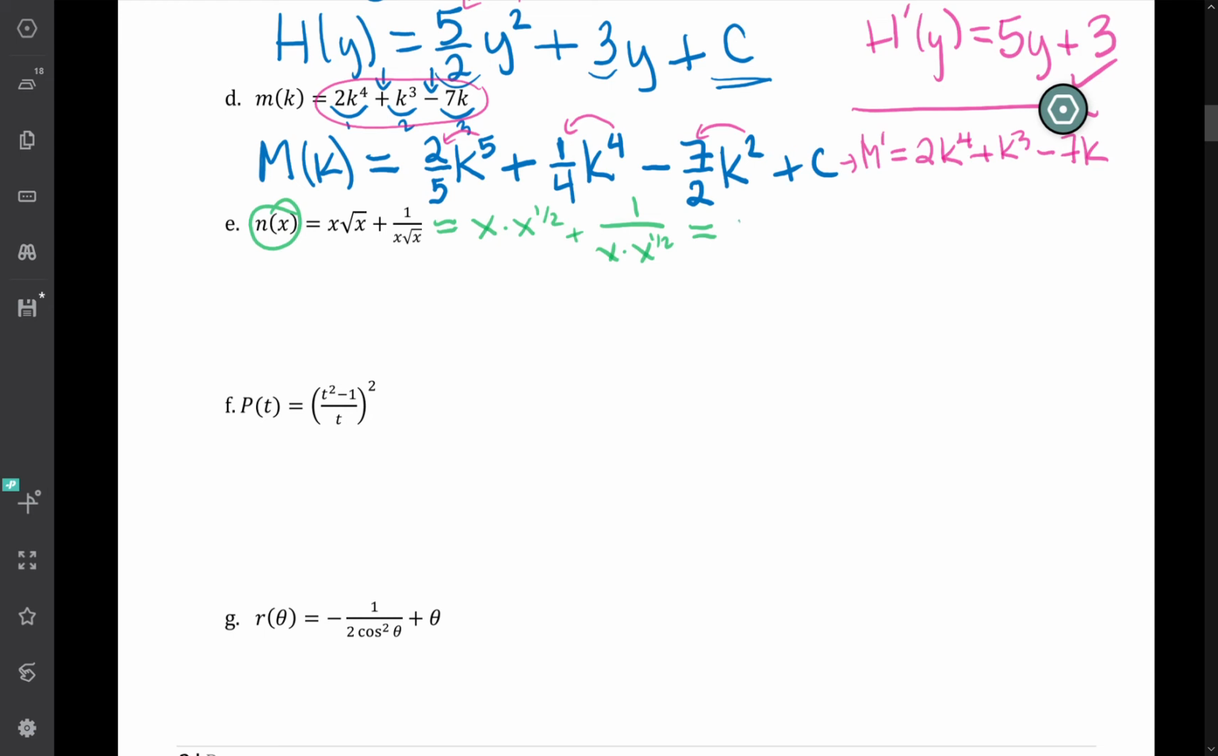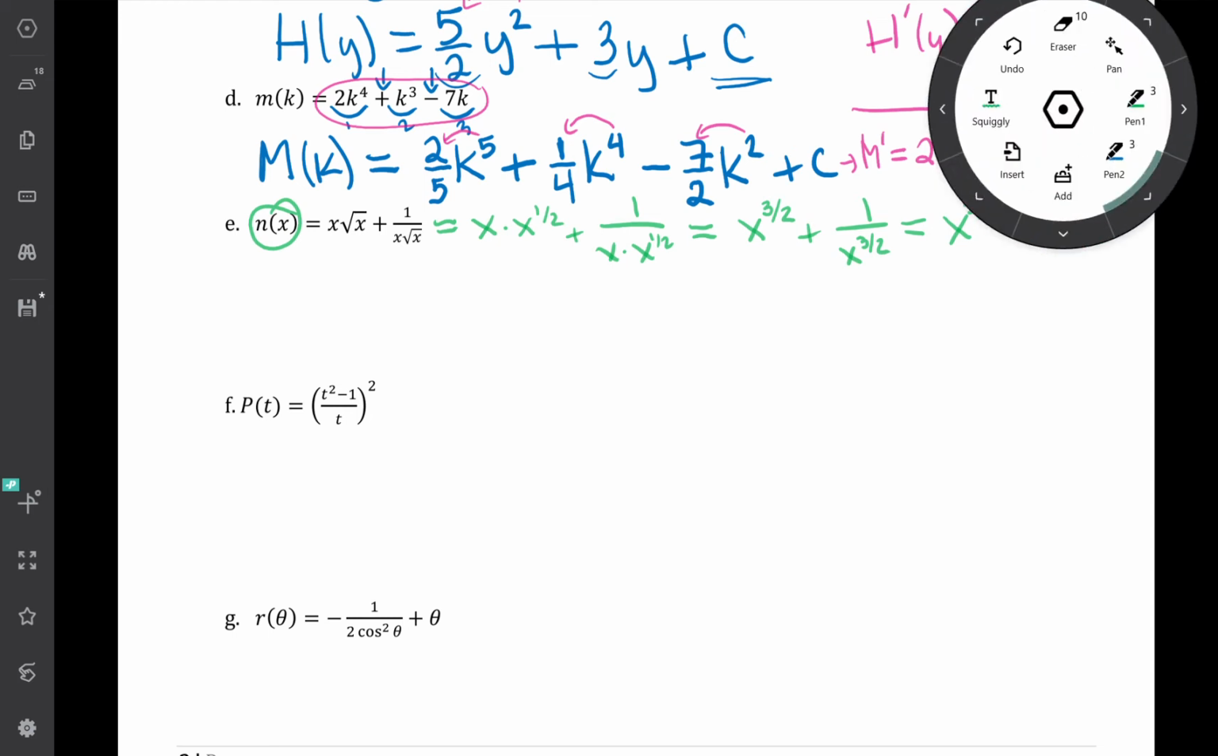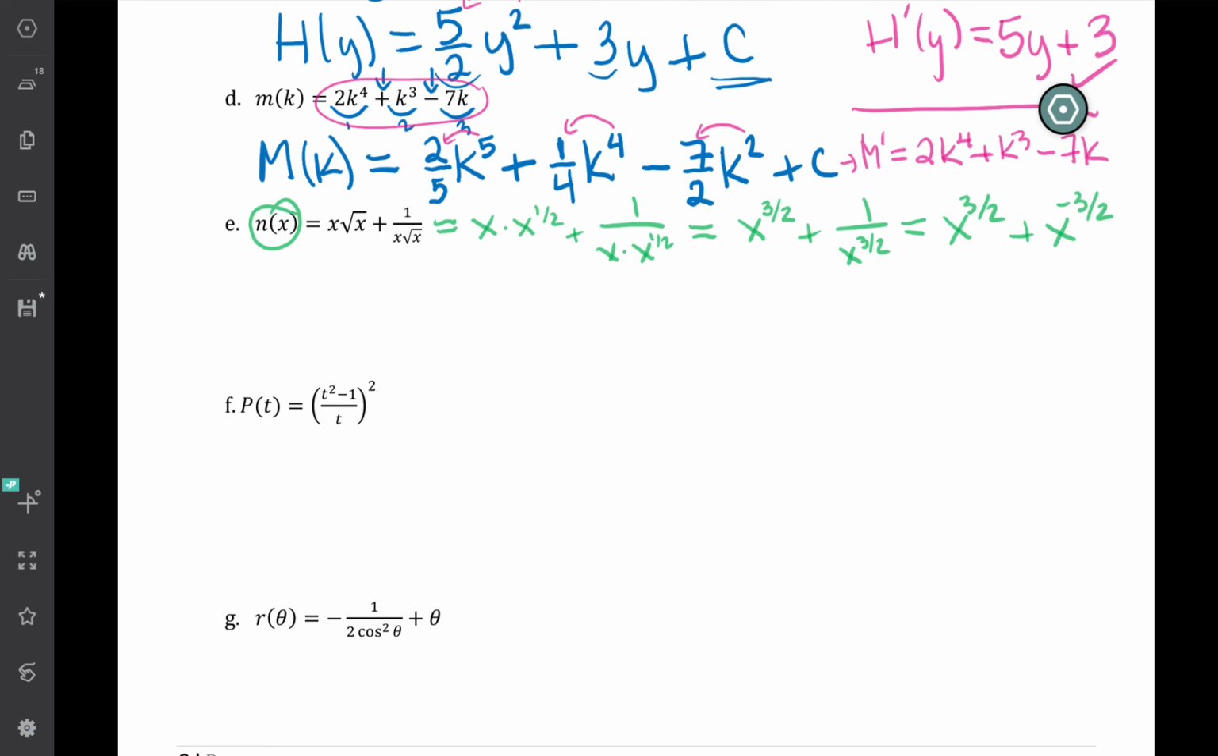Remember, you can add exponents, so this is the same as x to the 3/2, 1.5, plus 1 over x to the 3/2, which is the same as x to the 3/2 plus x to the negative 3/2. This is an ideal form for finding antiderivatives. So let's go ahead and switch to blue for our antiderivative.